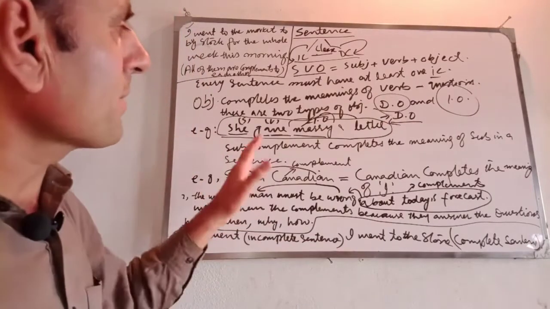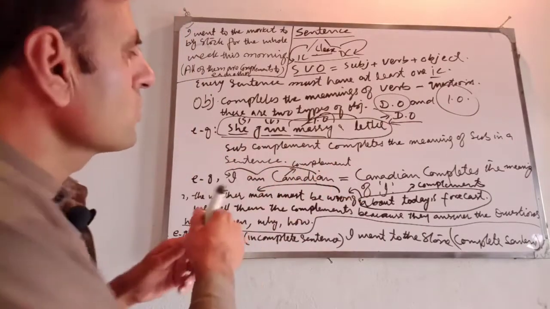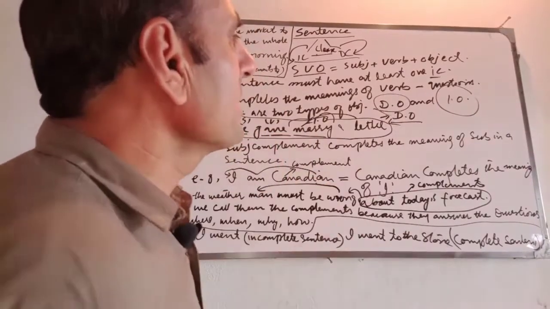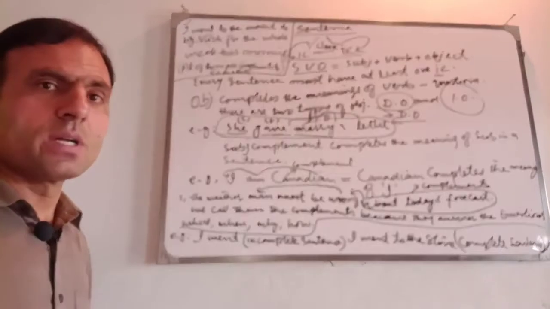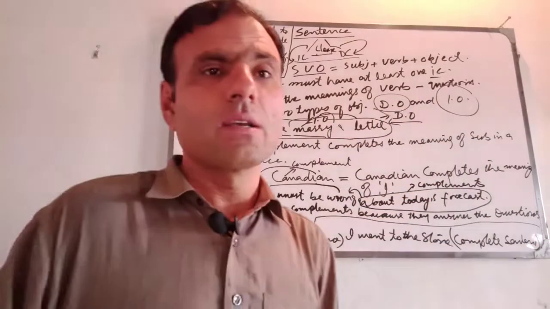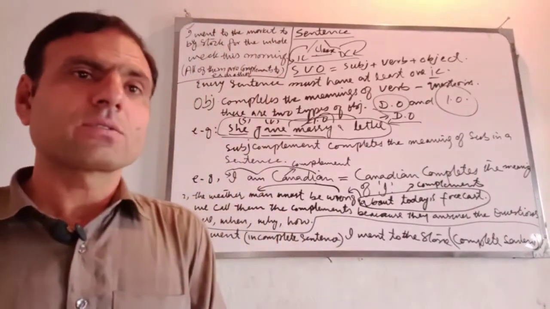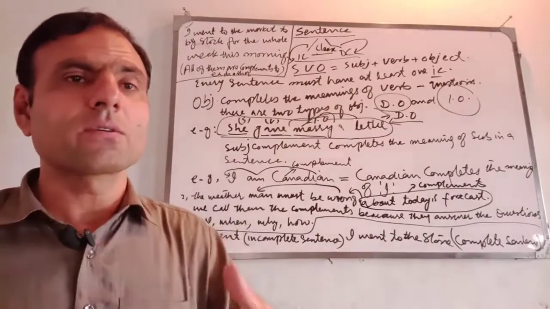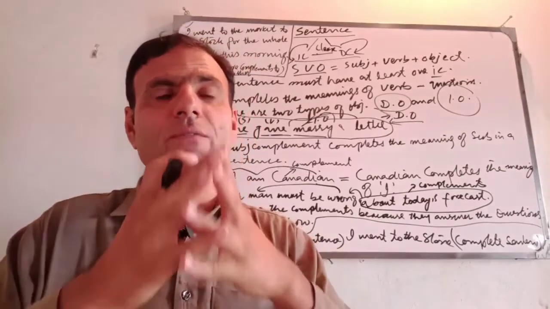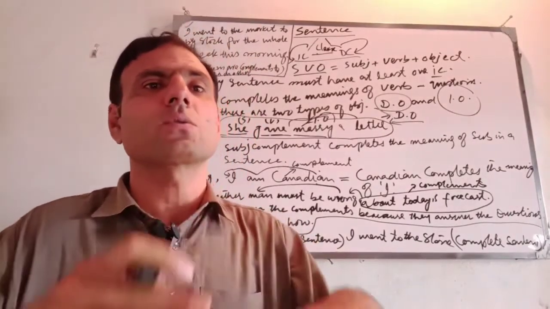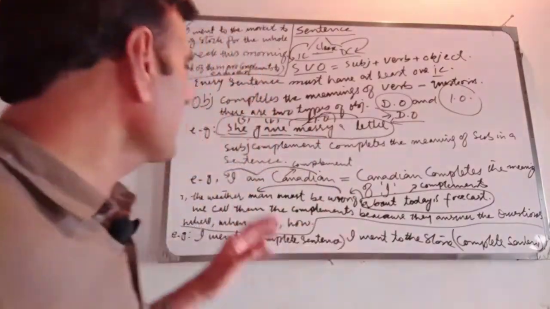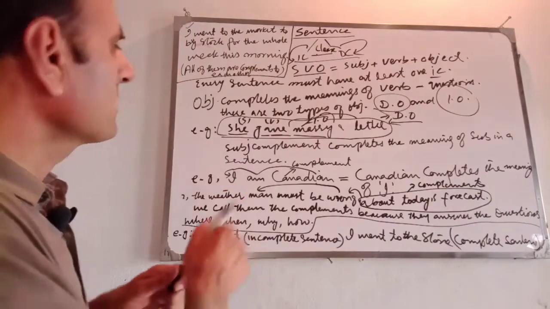There are complements. A subject complement completes the meaning of the subject in a sentence. For example, she is the subject, and the rest of the sentence is the complement. What is the job of a complement in a sentence? The job of a complement is to complete the meaning or the purpose of, or tell us something about, the subject.